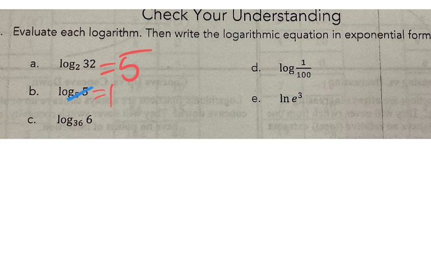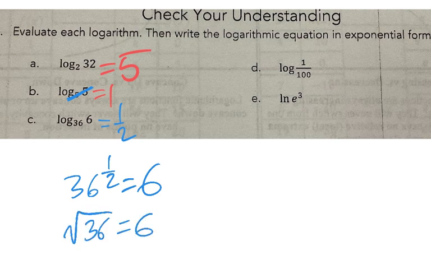But what if the argument is the square root of that number? Well, how do you write a square root as an exponent? 1/2. So 36 raised to what power is 6? 1/2. Because what did 1/2 mean? 1/2 is the same thing as the square root of 36.